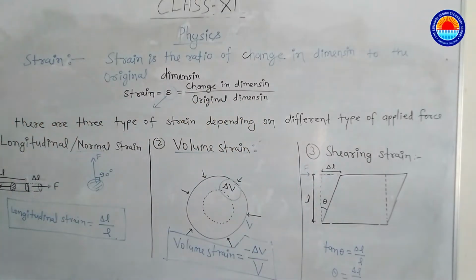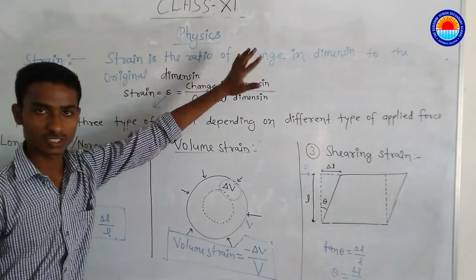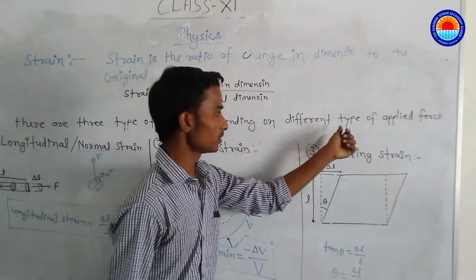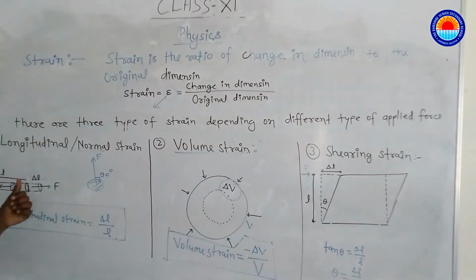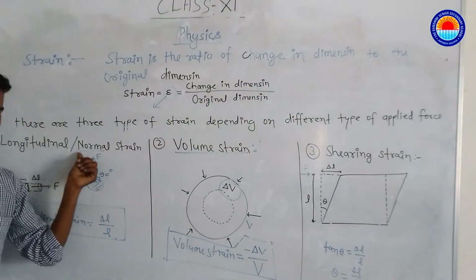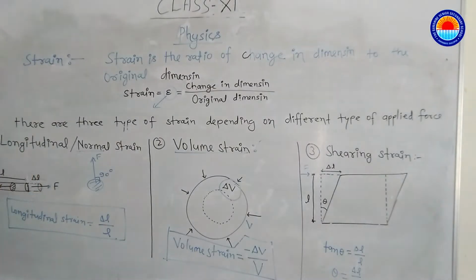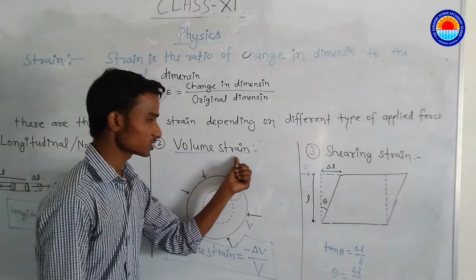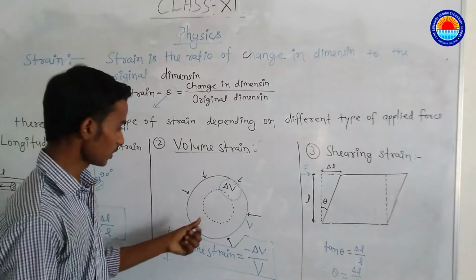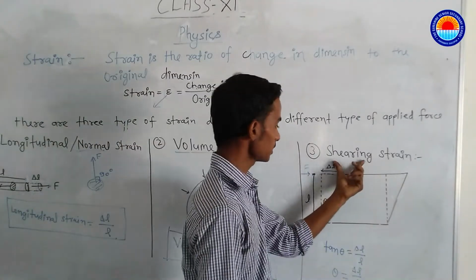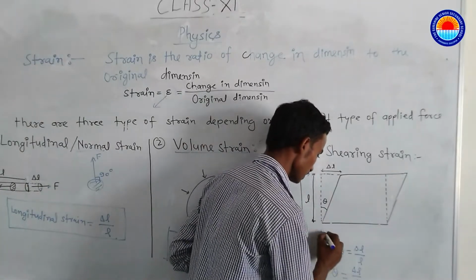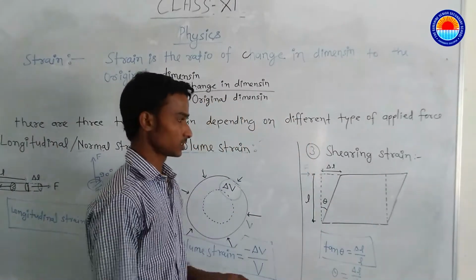So clear? Strain is the change in dimension to the original dimension. Strain is of three types, due to the application of different types of force. Here we apply normal force, so it is called normal strain or longitudinal strain, because the length of this system increases, so longitudinal strain is delta L to small l. Volume strain we call so because the volume of this system changes, and for shearing strain we apply a tangential force. It is also known as tangential strain. So clear?